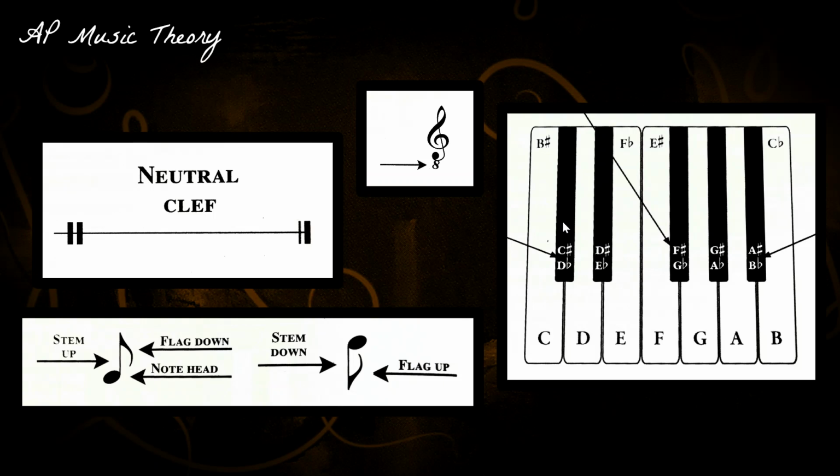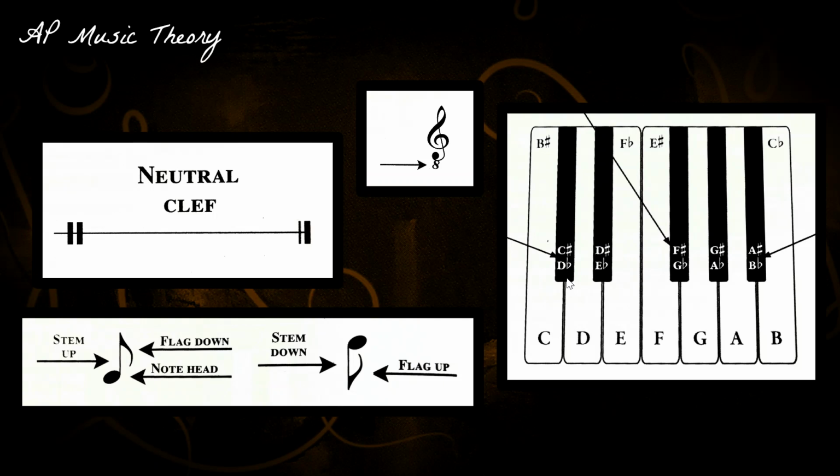That note is half a step higher than C, or C sharp. A sharp raises the pitch one half step above its natural pitch. A flat added to the note means that the pitch is one half step lower. Now, let's identify the sharps and flats and see where they're located on the piano set.